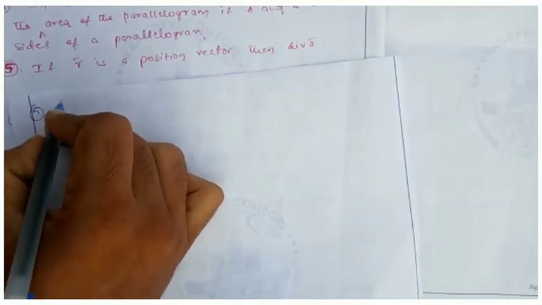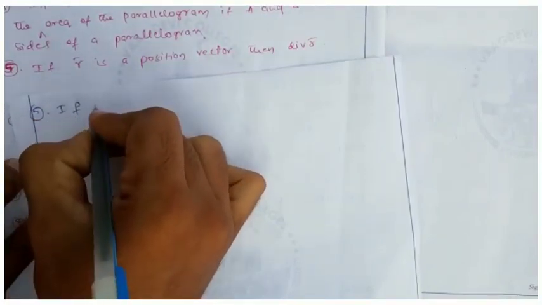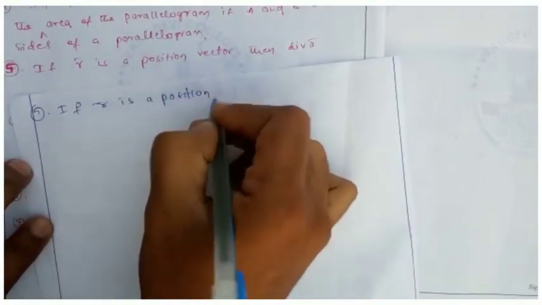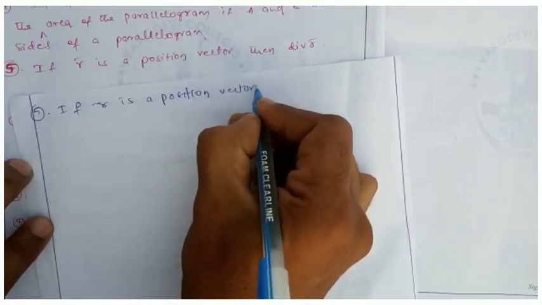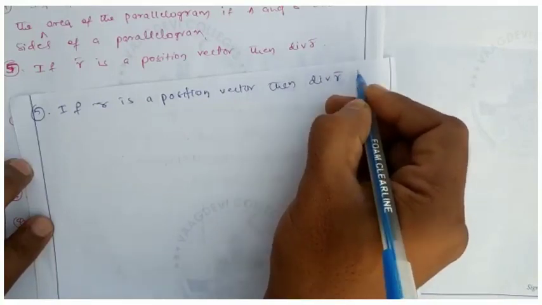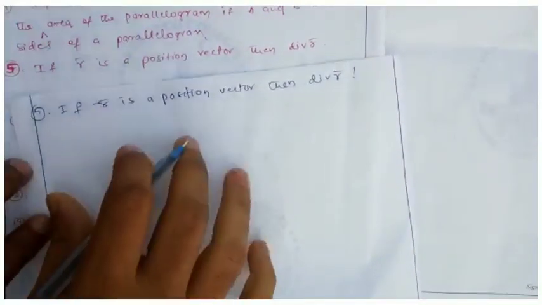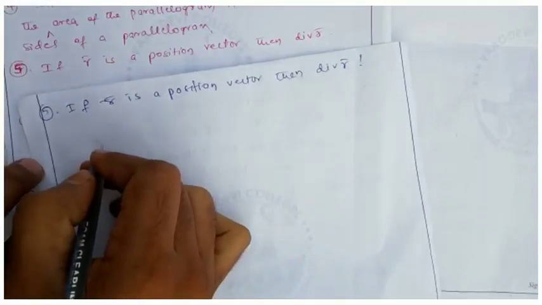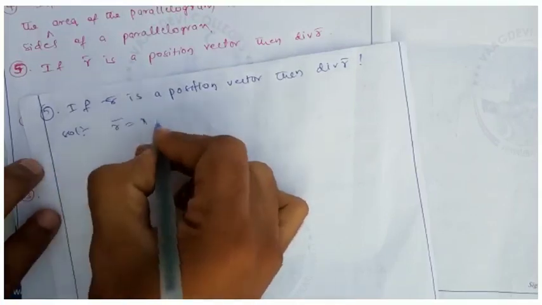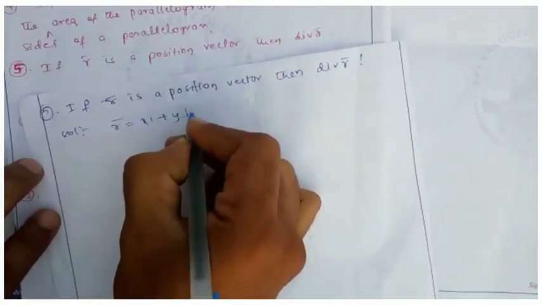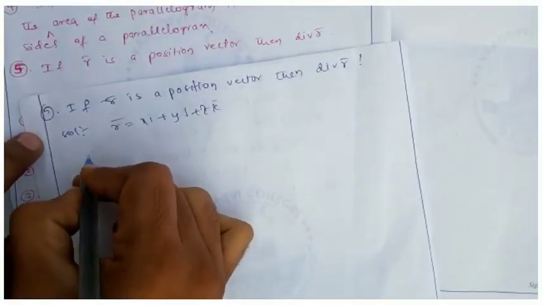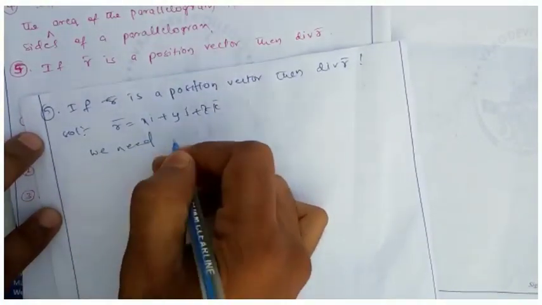If R is a position vector, then find divergence of R. Div R is equal to how much? Here we know R bar is equal to xi plus yj plus zk, a position vector. We need to find divergence of R.